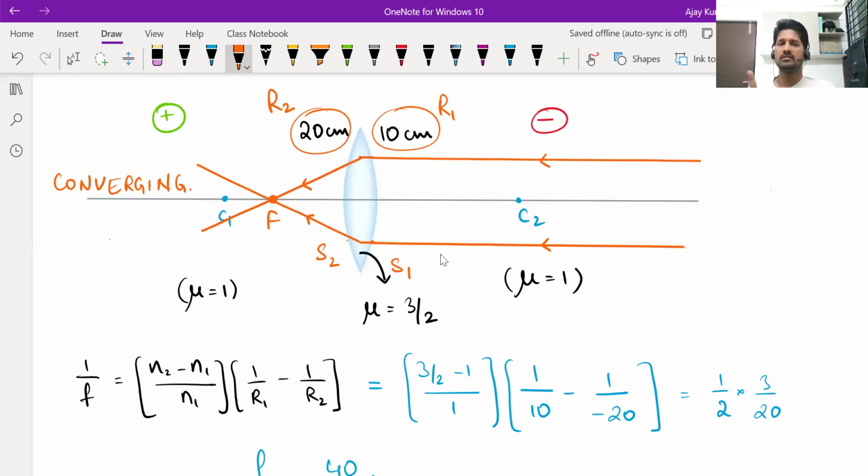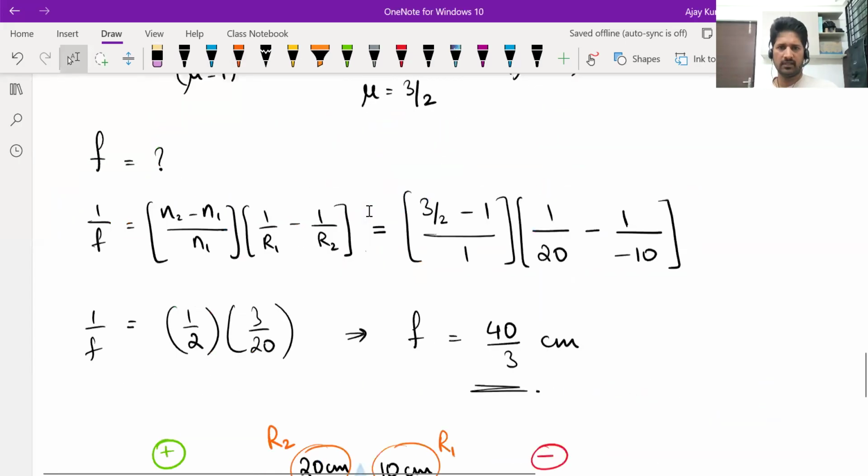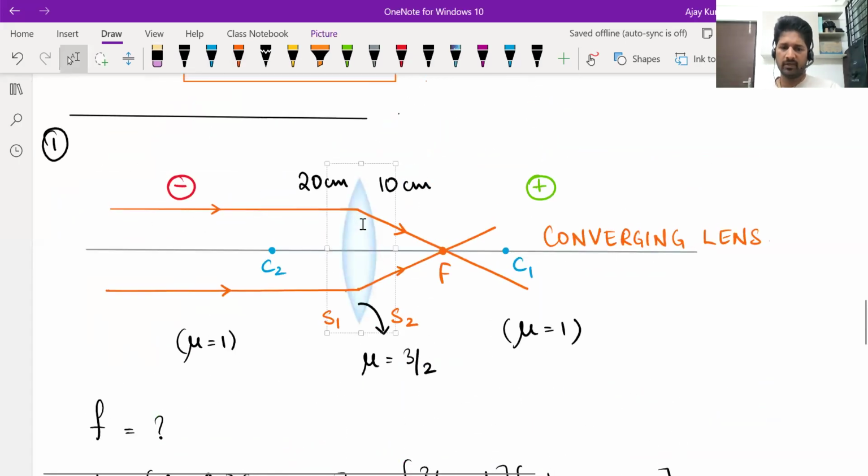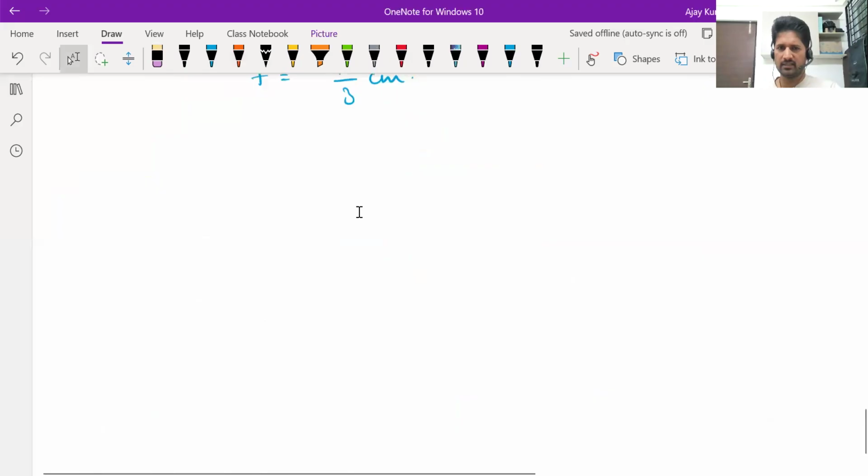Which focus you consider while solving the problem depends on the direction in which the light rays are incident, but the distance is the same. Okay, the focal length is the same. One lens has one focal length only, depending on the medium in which it is placed. Now, this particular lens tends to behave as a converging lens. Now, what lens did we consider? A biconvex lens. Let us generalize its behavior.